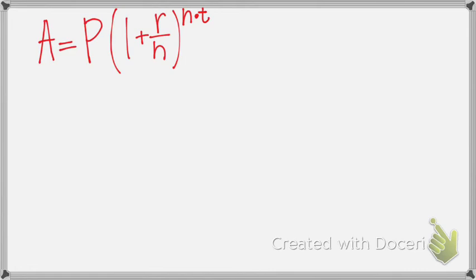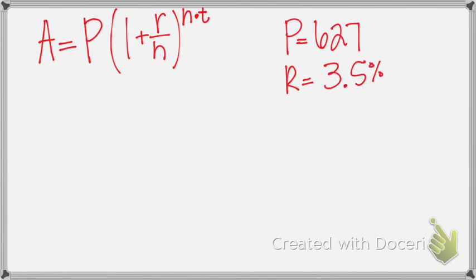All right. What am I putting into my account? 627. What's my rate? 0.3. It's 3.5%, but you have to move it 2 times to the left. Yes, correct. So 0.035. Now N: how many quarters are in a year? 4. So N is going to be 4.